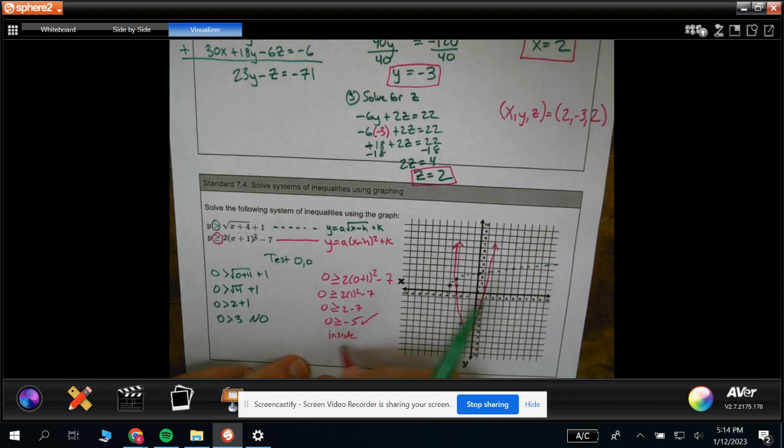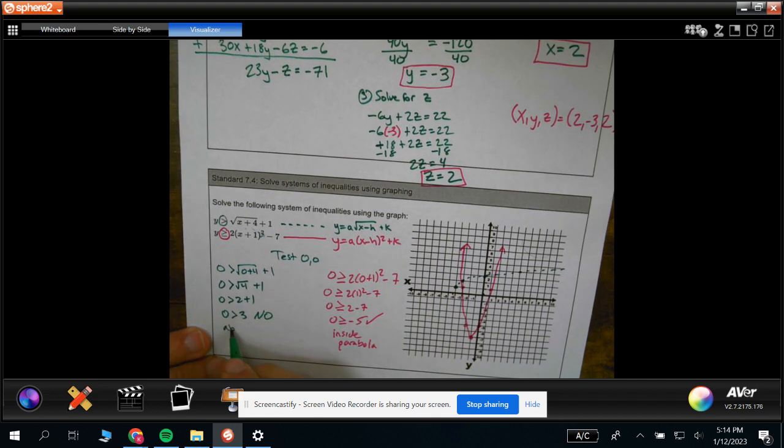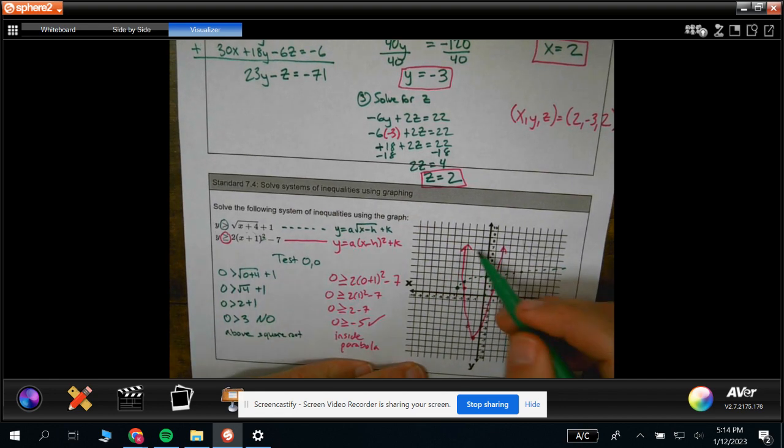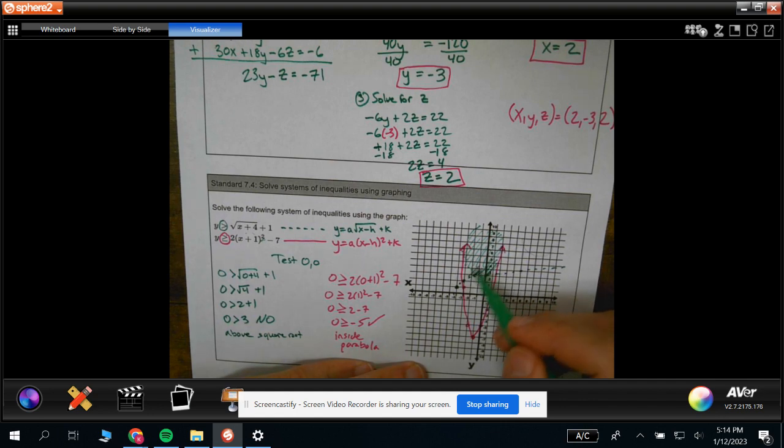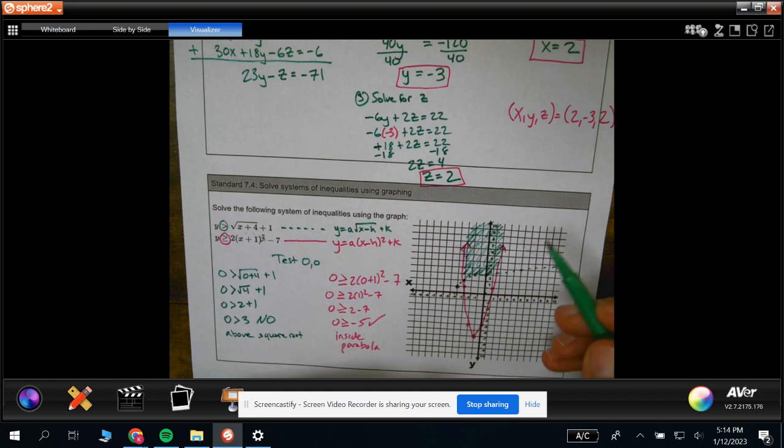This means we're going to shade inside the parabola. This means we're going to shade above the square root. So above the square root and inside the parabola means we're shading this region. Anywhere in here will be a solution to both inequalities.